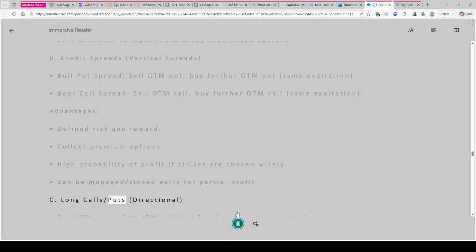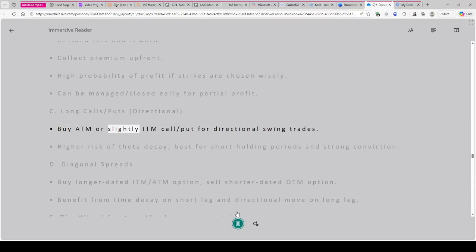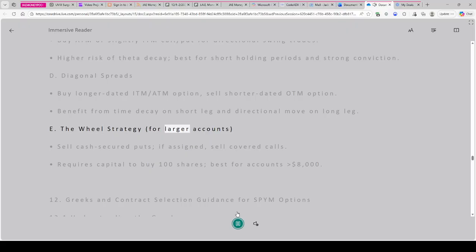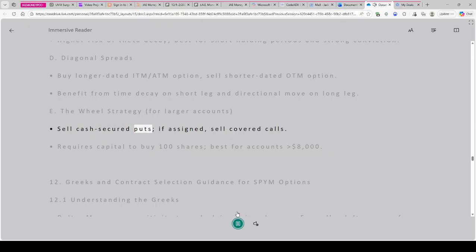C. Long calls/puts, directional. Buy ATM or slightly ITM calls or puts for directional swing trades. Higher risk of theta decay, best for short holding periods and strong conviction. D. Diagonal spreads. Buy a longer-dated ITM/ATM option, sell a shorter-dated OTM option. Benefit from time decay on the short leg and directional move on the long leg. E. The wheel strategy, for larger accounts. Sell cash-secured puts, and if assigned, sell covered calls. Requires capital to buy 100 shares, best for accounts greater than $8,000.